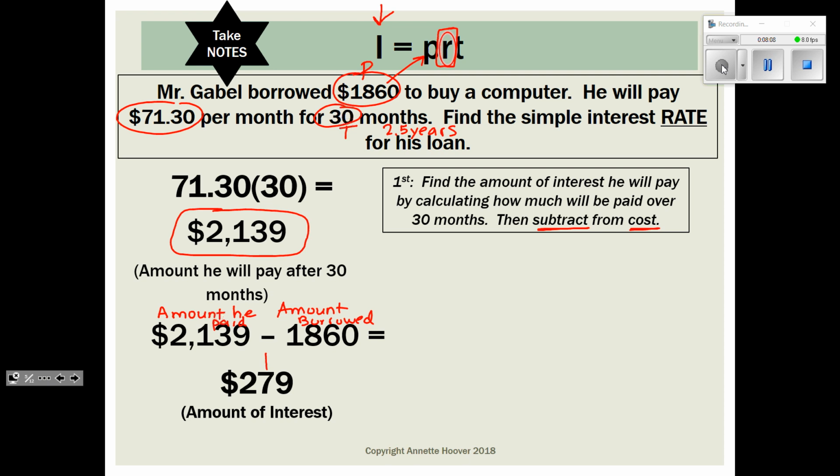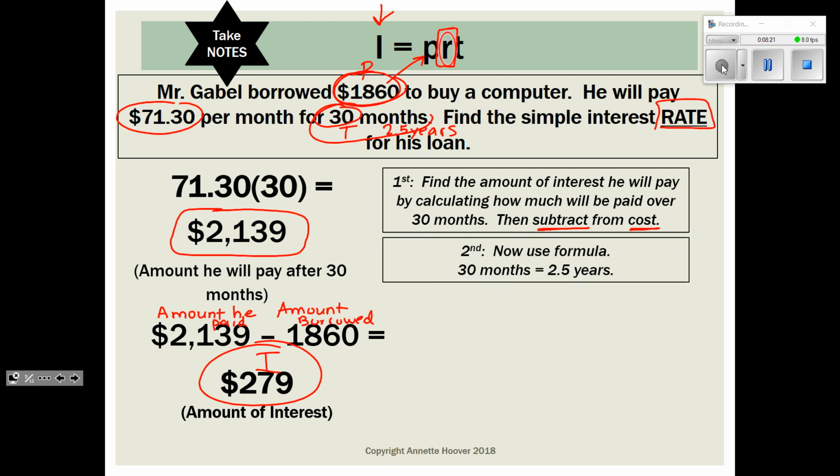So here's our I, the amount of interest. So we know our interest, we know our principal, we know our time, and we're searching for the rate. So the R is the unknown number that we're looking for. If we take those numbers and plug them into the equation, in place of I, interest, we found out that he paid $279 in interest. For principal, we put in the $1,860. Here's the amount of time in years, and then rate.